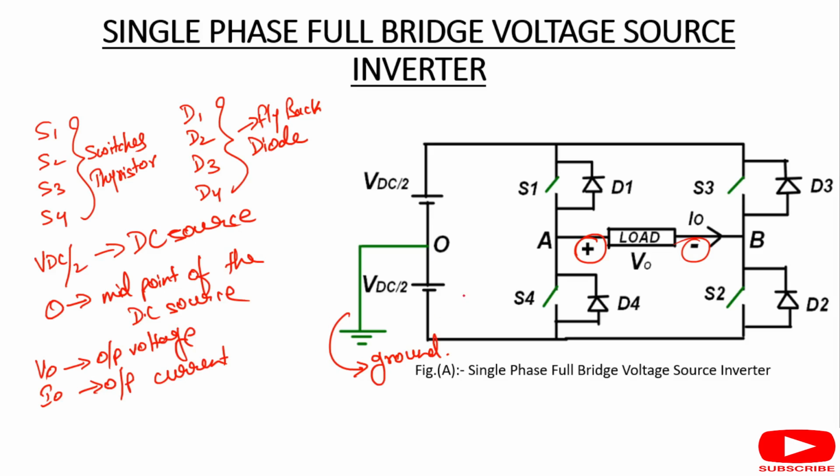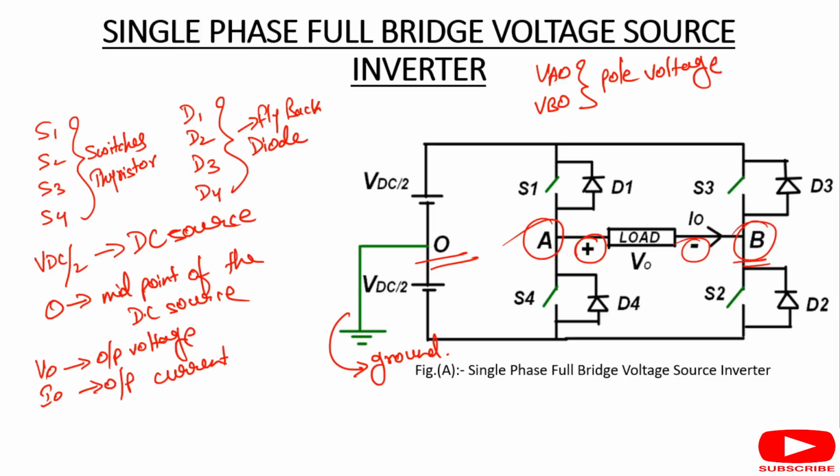Okay, here VAO and VBO are called pole voltages. What are pole voltages? The voltage appearing across the output point of the leg and the midpoint of the DC source is called the pole voltage.